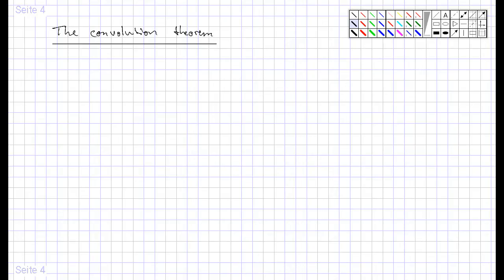Hi, this video is about the convolution theory. It's not mentioned in our textbook we are normally using, but I think it's very important because very often in technical applications you will find the product of two Laplace transformed functions. So the solution of your differential equation quite often looks like this. So you have a product of f1 of s times f2 of s.